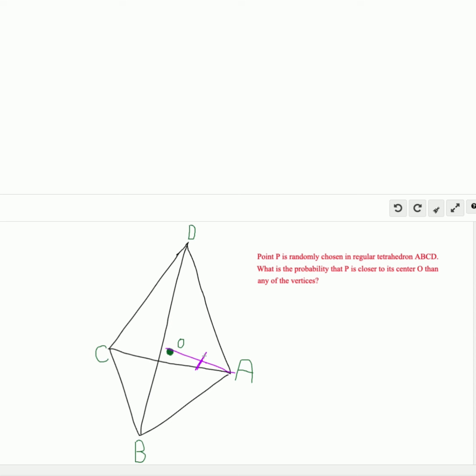So let's draw the midpoint. Make a very crucial observation. If we extend this bisector to the tetrahedron, then it actually intersects it with a plane. And this tetrahedron formed here is similar to the original tetrahedron.